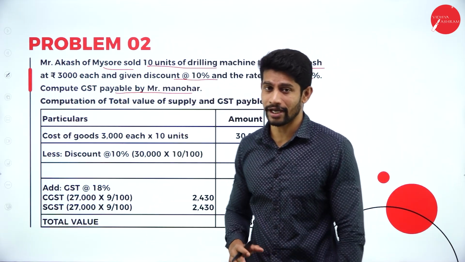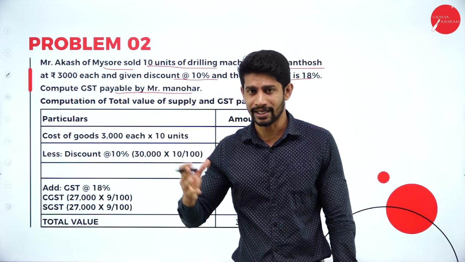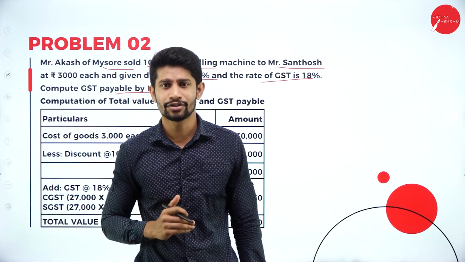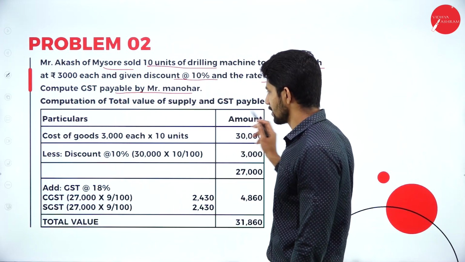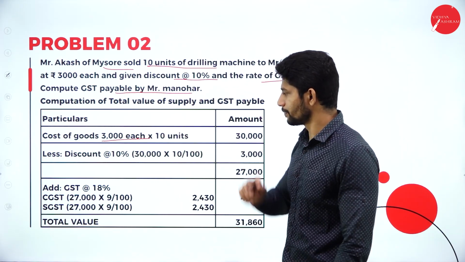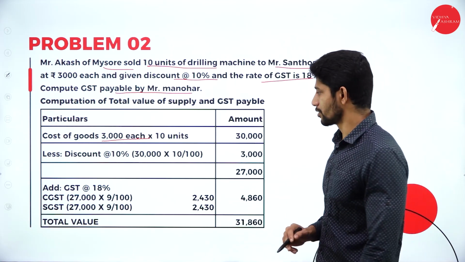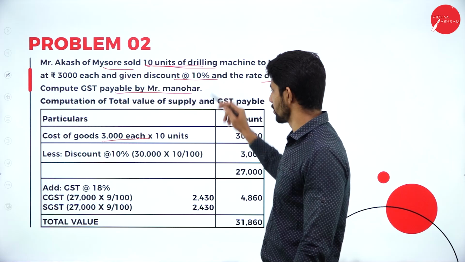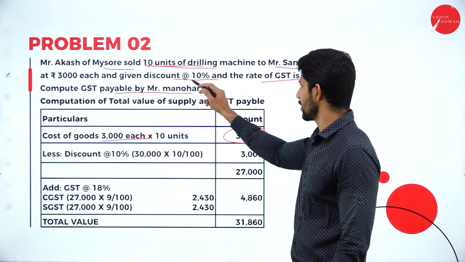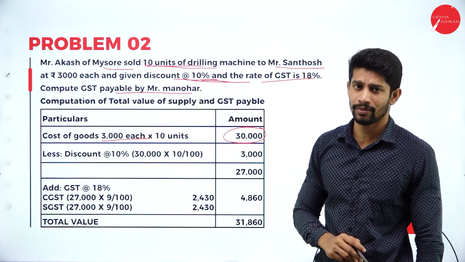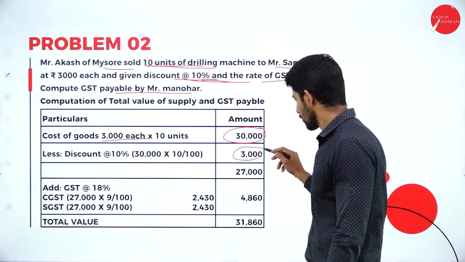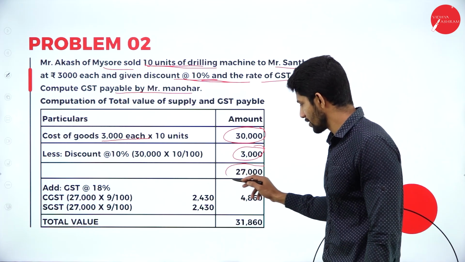If nothing is mentioned about the place of both the buyer and seller, just assume that the transaction is happening within the state. So particular amount, so cost of goods. So 3,000 rupees is the cost of each drilling machine. How many units they are selling? They are selling 10 units. So totally you will get 30,000 less discount. What is the rate of discount they had given? It is 10%. Deduct the 10% of discount on 30,000. You will get 3,000. So balance after discount is 27,000.